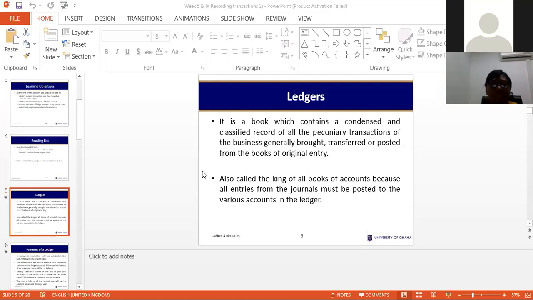And it contains the classified or the condensed or the summarized record of all the transactions that would have been posted from the books of original entry. Recall that the books of original entry or the journals are the beginning point of recording, bookkeeping. And so every transaction finds itself in one of the journals. Either it is in the purchases journal, sales journal, the general journal, which takes peculiar transactions, or the cash book. The others are the returns journals.